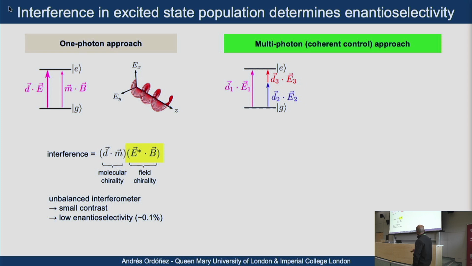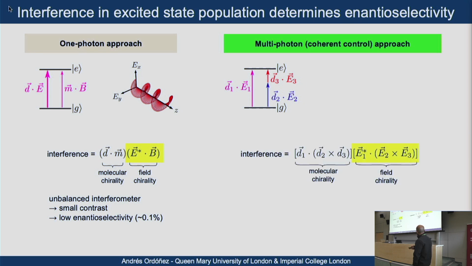Now in this case, if you do the math again, then you get this expression for the interference. So instead of the magnetic dipole, now you have a cross product between the two electric dipoles, and instead of the magnetic field, you get a cross product between the two electric fields. Again, this part encodes the molecular chirality, and this part encodes the field chirality. But this is a different type of chirality. As you can see here, to make this non-zero, because it is a triple product, we need the three polarizations of these frequencies to be non-coplanar.